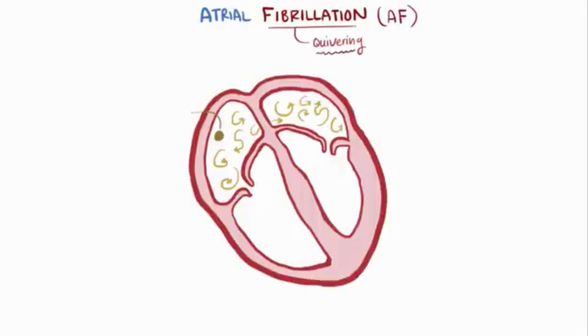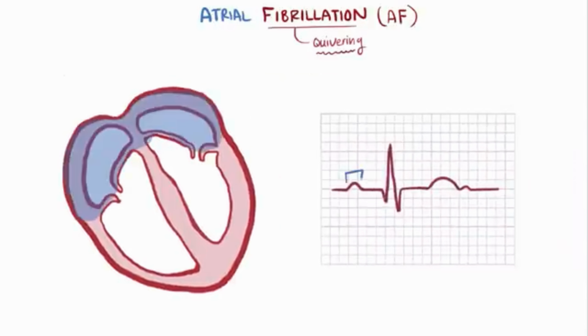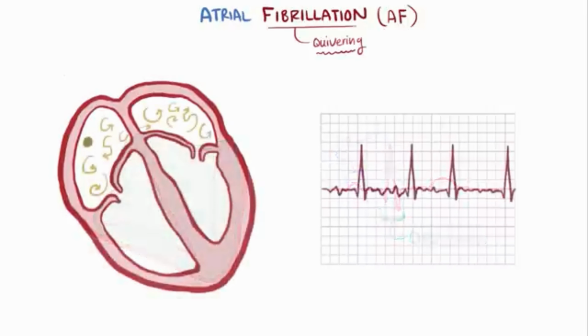On an electrocardiogram, or ECG, normally the P wave corresponds to the atrial contraction, which is followed shortly after by the QRS complex, which is the ventricular contraction. During AF, all these small areas are contracting at different times, so you end up with this scribble sort of looking ECG, each little peak corresponding to one spot in the atria twitching.